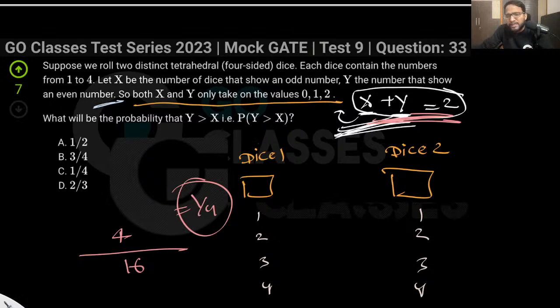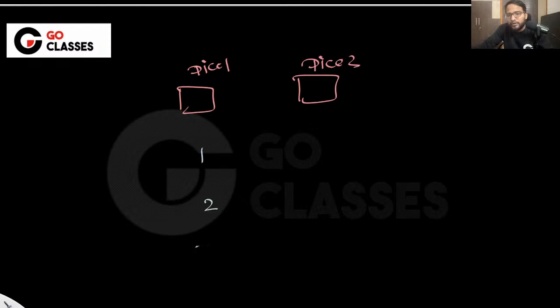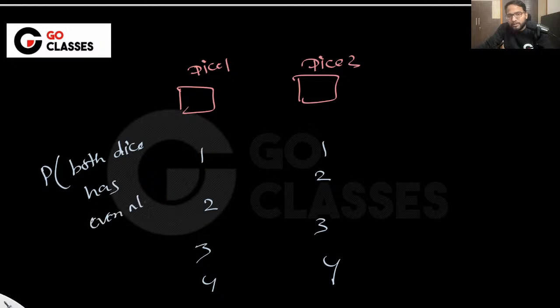There is nothing in this question. We have two dice. They are just asking what is the probability of y being 2 and x being 0, or in other words, y is greater than x. Which means what is the probability that both of the dice have the even number? See, there are two dice, dice 1 and dice 2, and this dice has 1, 2, 3, 4. This dice also has 1, 2, 3, 4. They are asking what is the probability that both dice have an even number.